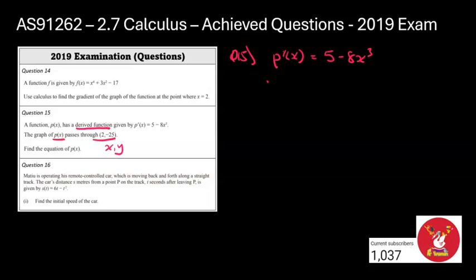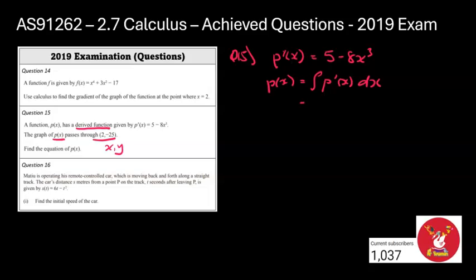So we've been asked to find p of x. So just a reminder, p of x is always going to be equal to the integral of p dash x in terms of x. So basically, I'm just going to have to integrate my p dash x function, and that will get me most of p of x. And I'll explain why I said most of it shortly.